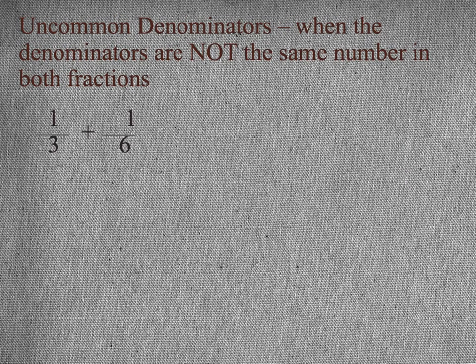But what happens when you have denominators that are not the same or common to each other? We need to find numbers that allow us to compare them directly. To do that, we need to find numbers that are common to both denominators.